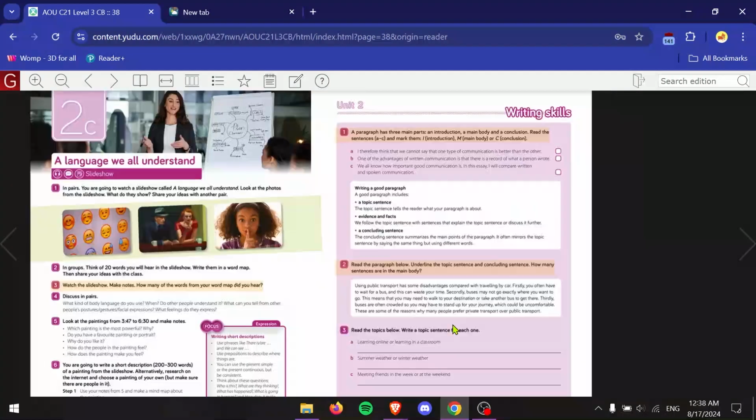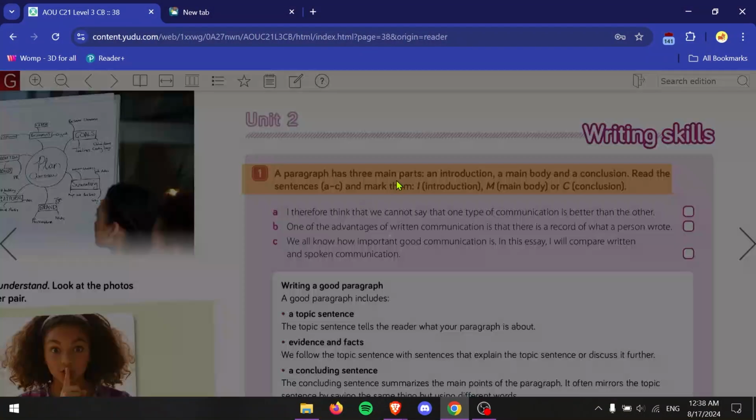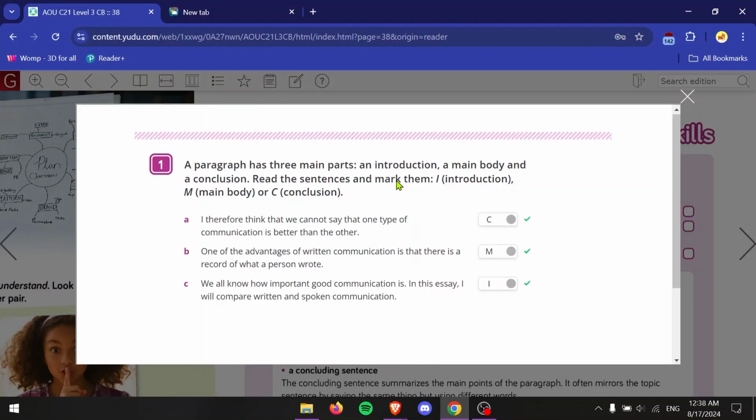Okay. Now let's go to writing skills here. We have exercise 1. I'm going to reset this. A paragraph has 3 main parts, as we've discussed before. We have the introduction, a main body, and a conclusion. We're going to read these sentences and mark them as follows: I for introduction, M for main body, or C for conclusion. Let's start with 1.